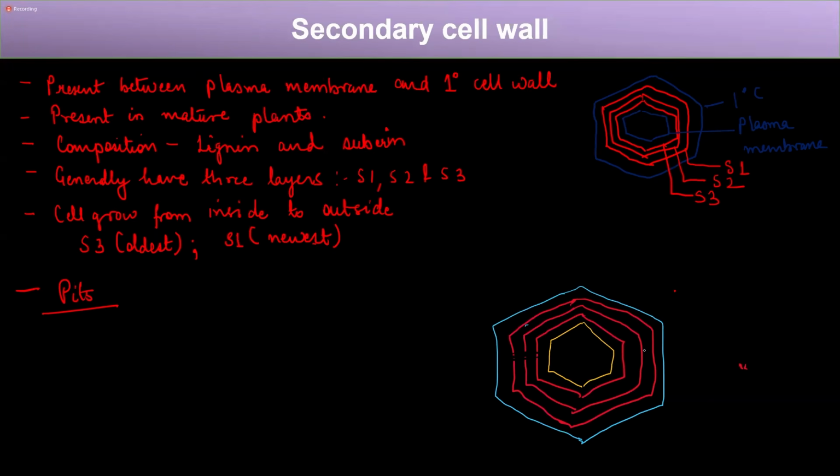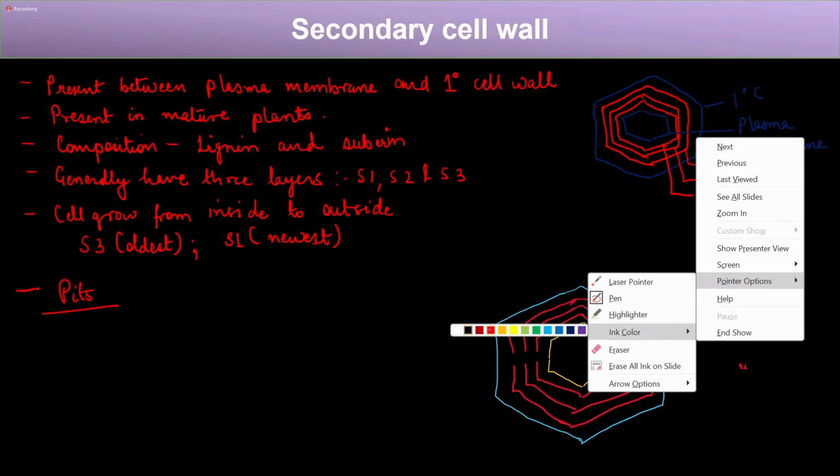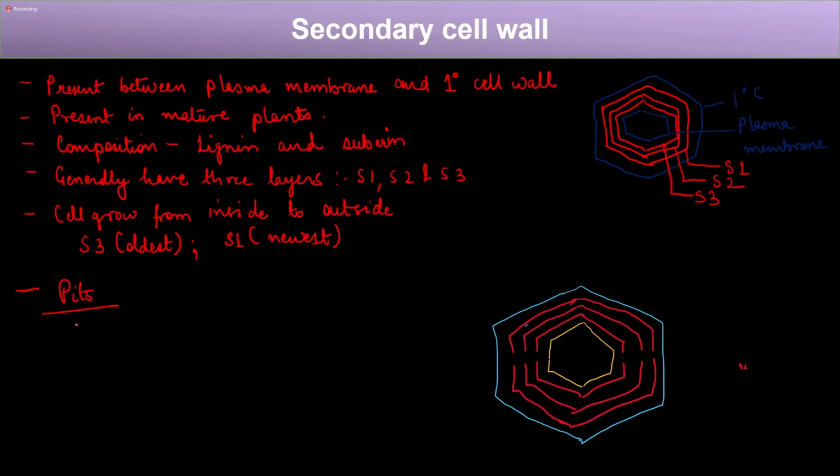Okay, so it does not grow. So there can be different regions in the secondary cell wall where it does not grow. These regions are called PIDs. The PIDs are the regions where the secondary cell wall is absent. So this region would be called a PID.